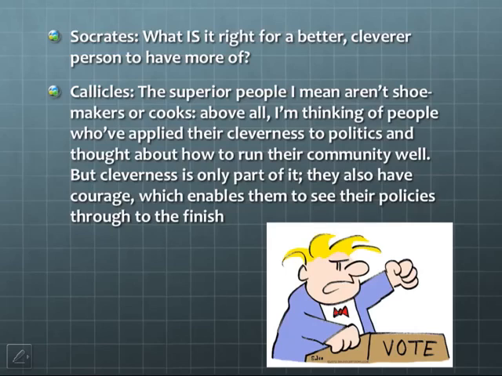Finally, Callicles is forced to admit that this definition of superior as cleverer also doesn't make sense, because it would lead to these absurd consequences. So he makes a final change to his definition of superior, and he says, okay, well, fine, the superior people I mean aren't shoemakers or cooks or any of these clever people. Above all, I'm thinking of people who have applied their cleverness to politics and thought about how to run their community well. And then he adds this part: but cleverness is only part of it. They also have courage, which enables them to see their policies through to the finish. So now he's changed his definition of superior to mean basically politicians, specifically politicians who are courageous.